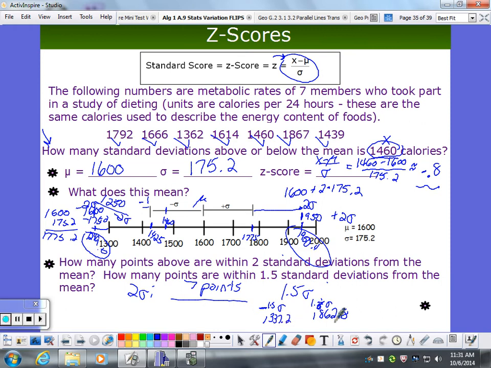This is 1.5. So now I look at my points. Is 1792 between 1337 and 1862? Is 1666? 1362?